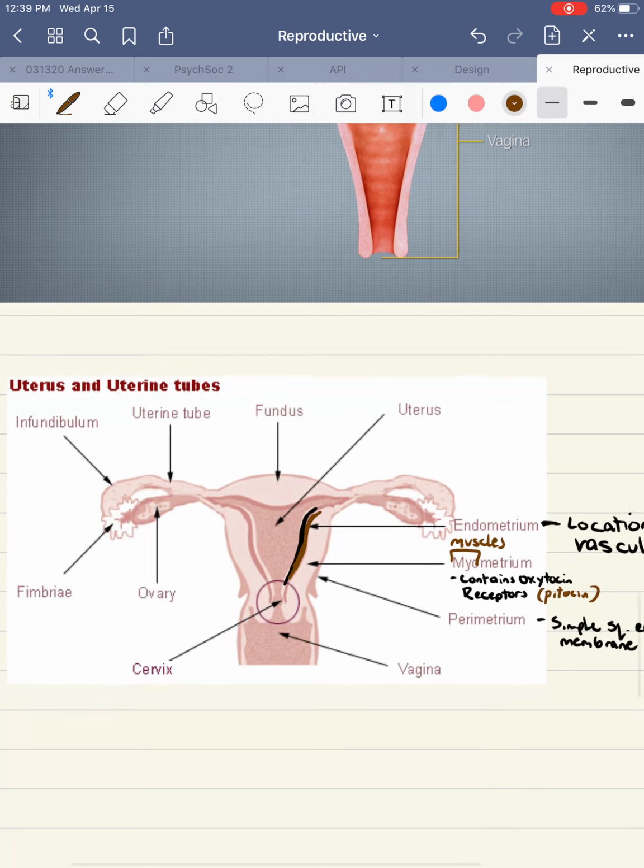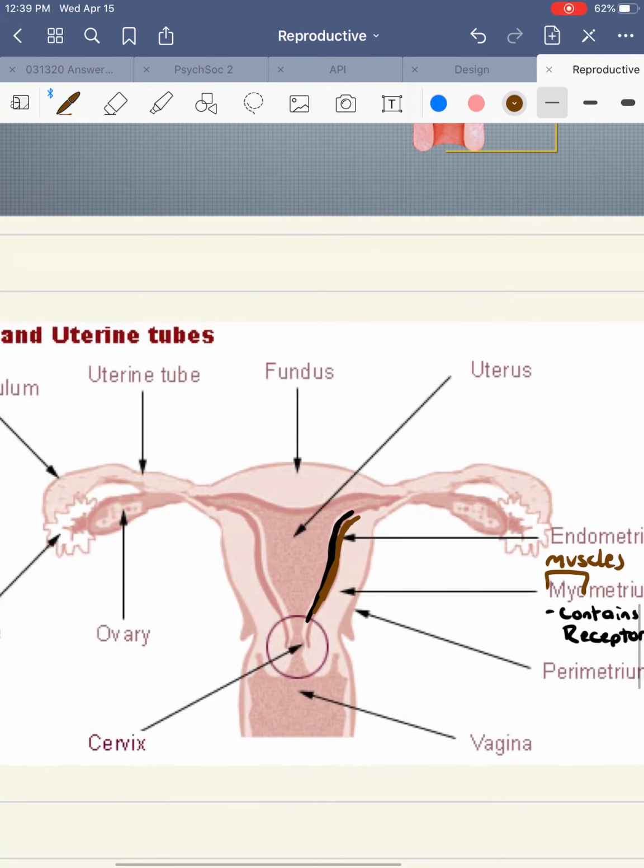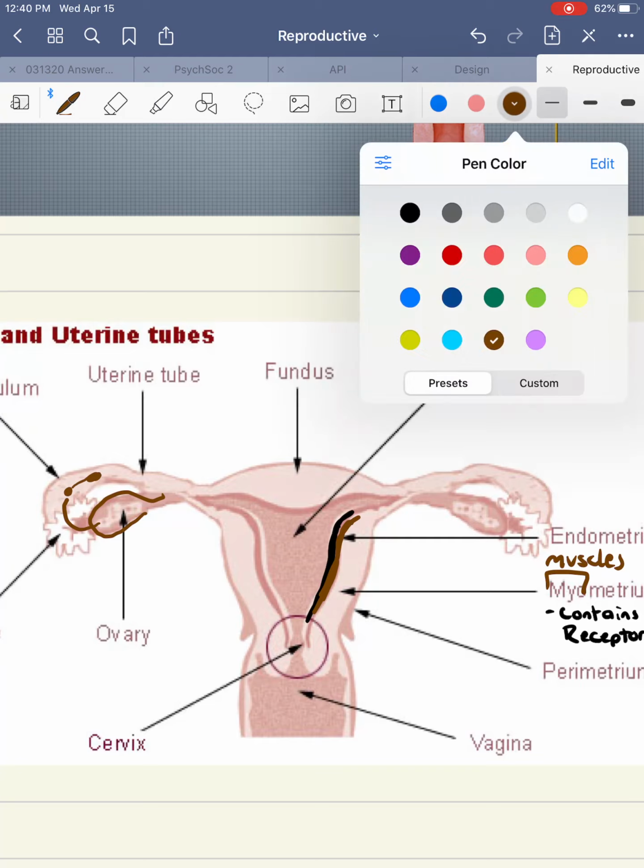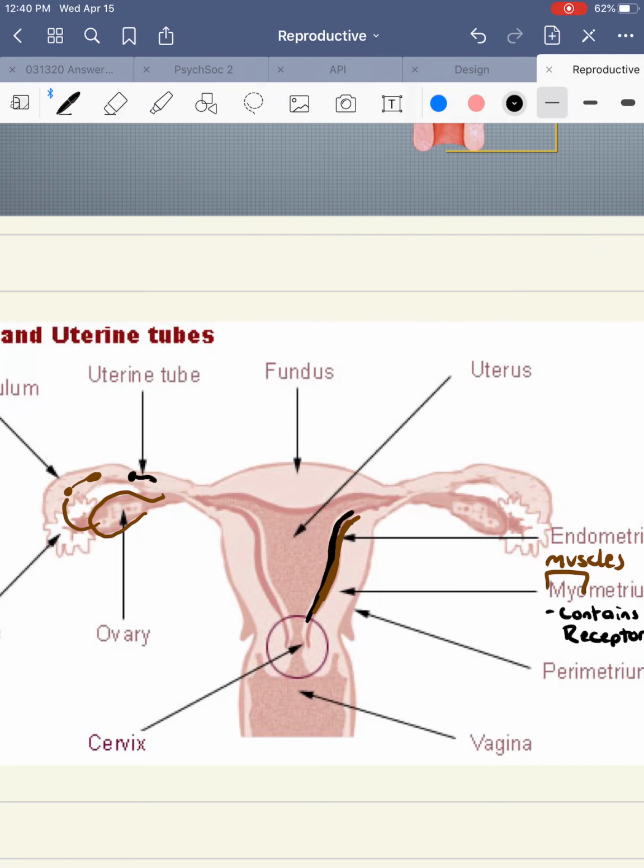right? Here again is everything I just showed you before, right? You've got the ovaries, right? The ovaries typically release an egg, which is called the ovum, and the ovum would get fertilized by sperm inside the fallopian tube.